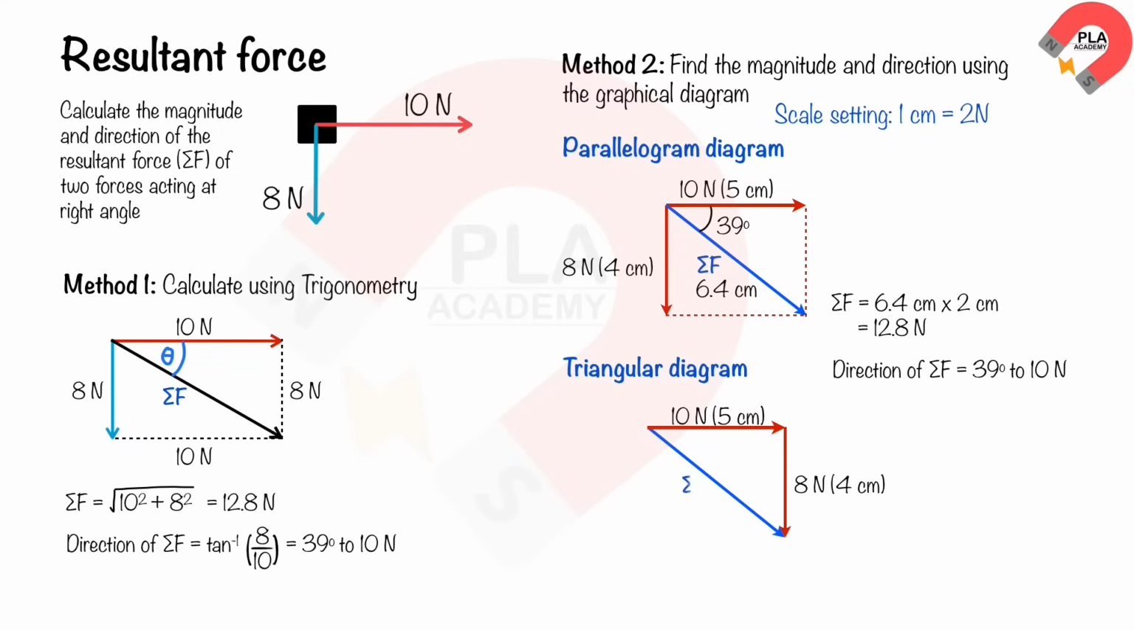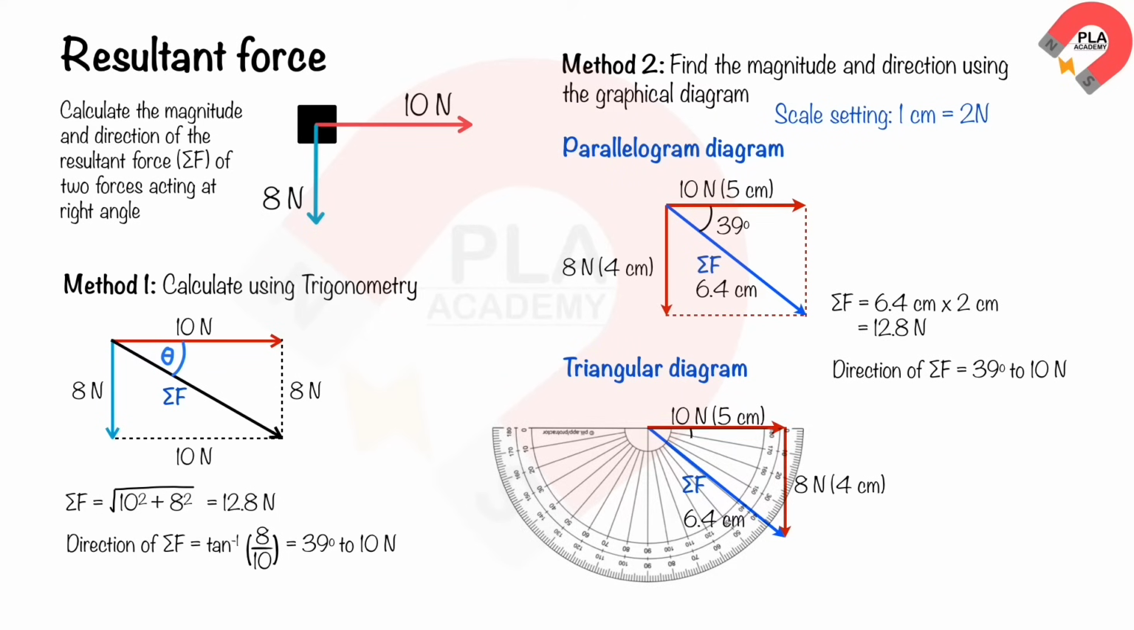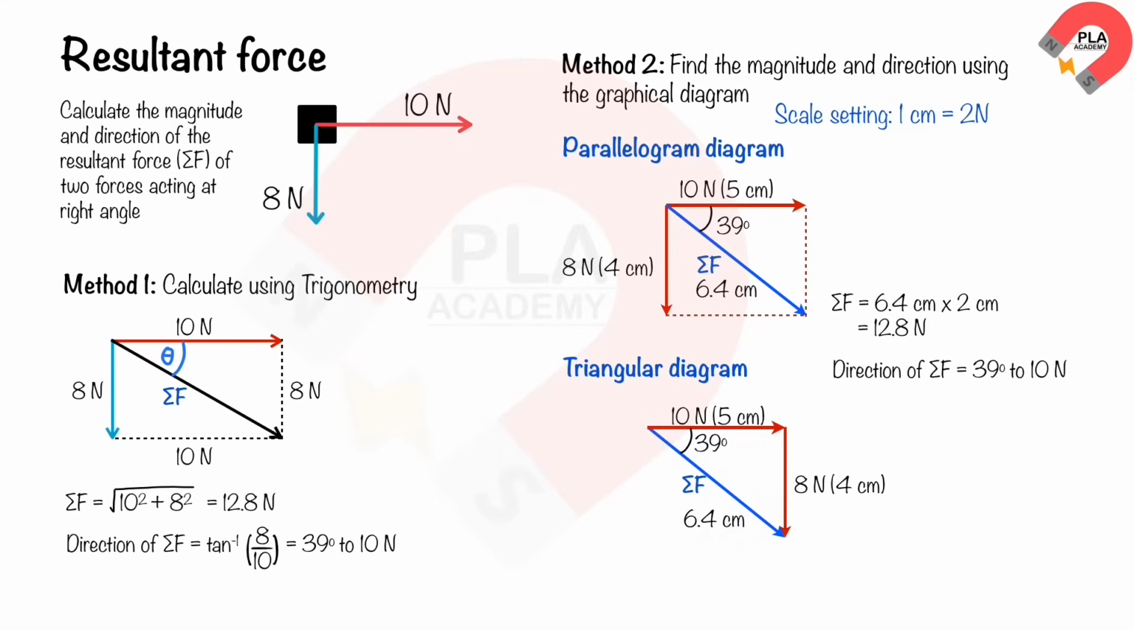The resultant force is formed by connecting the tail of the 10 newtons force to the head of the 8 newtons force. Measure the length of the resultant force. So, the magnitude of the resultant force is 6.4 centimeters times 2 newtons equals 12.8 newtons. Measure the angle between the 10 newtons force and the resultant force. So, the direction of the resultant force is 39 degrees to the 10 newtons force.